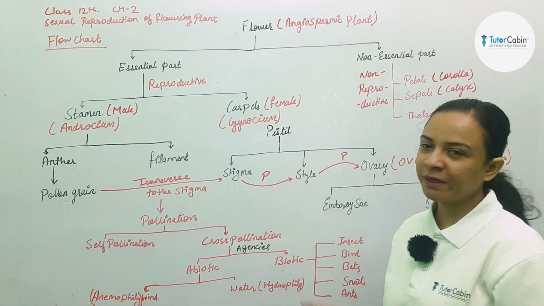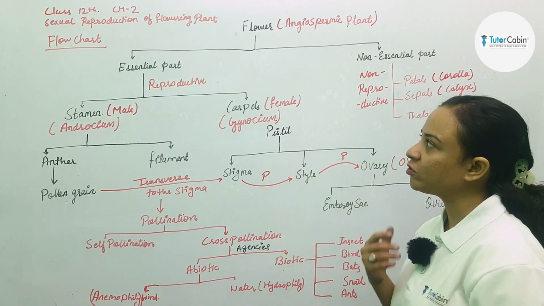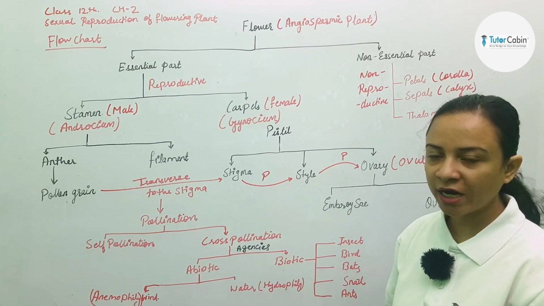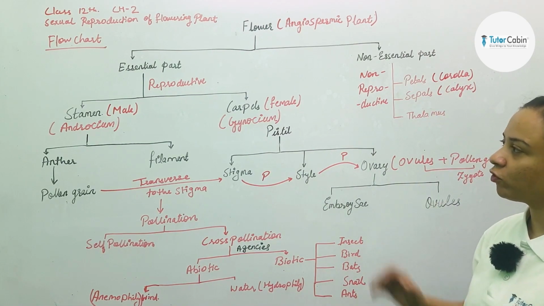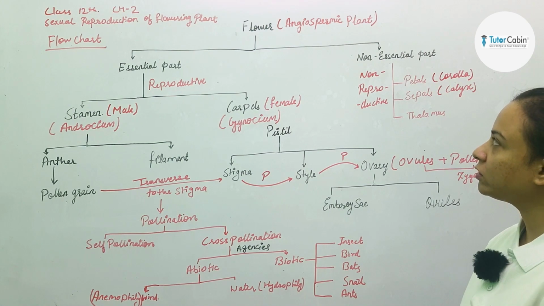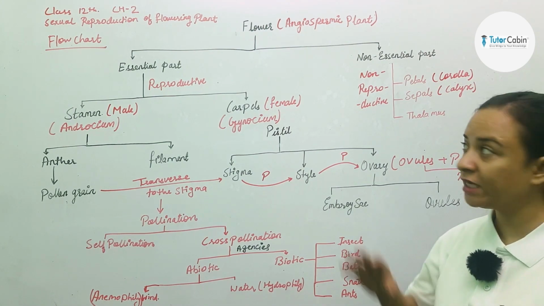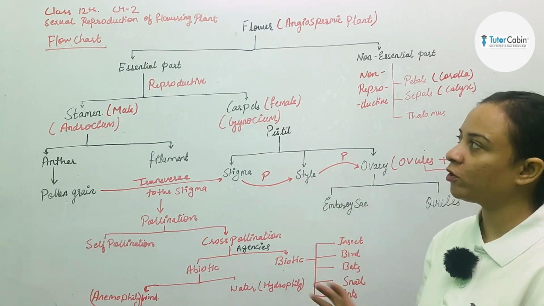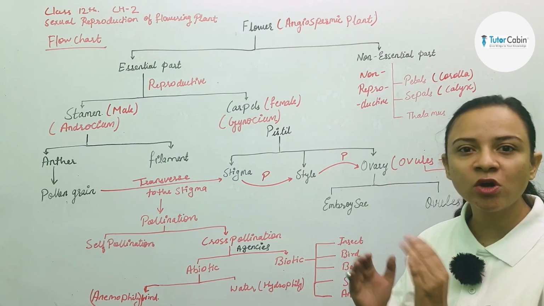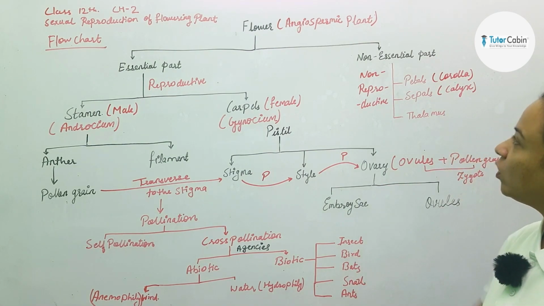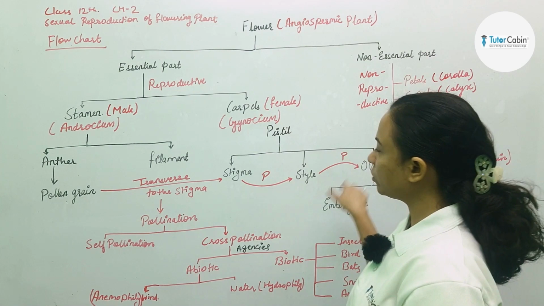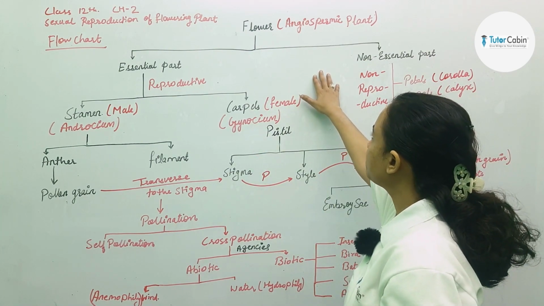Today I will explain this whole sexual reproduction by a flow chart. So we drew this flow chart in front of you to help you understand these flower parts as well as reproductive parts in an easy way. So this is a flow chart of the endospermic plant.